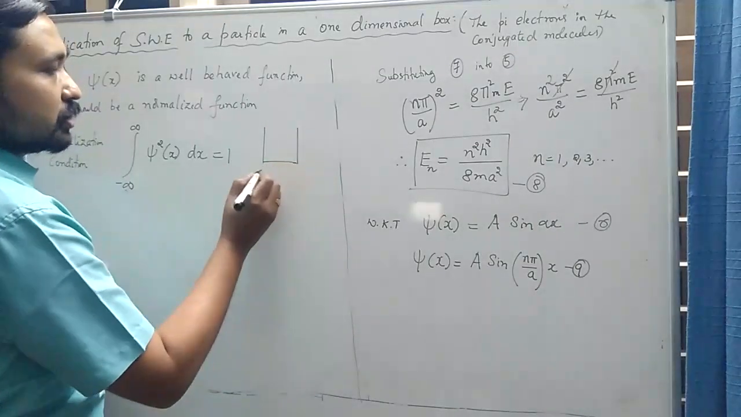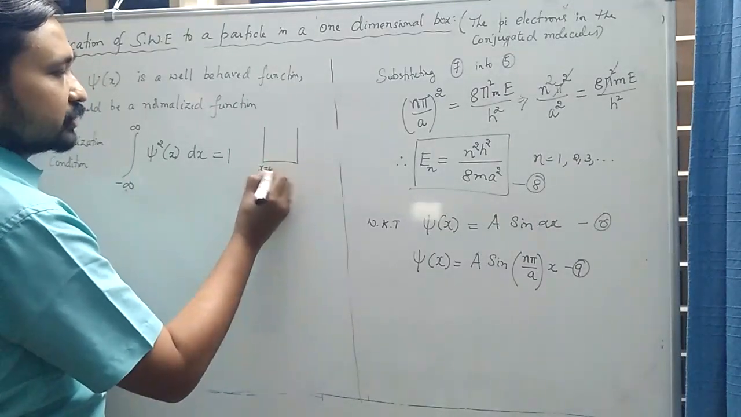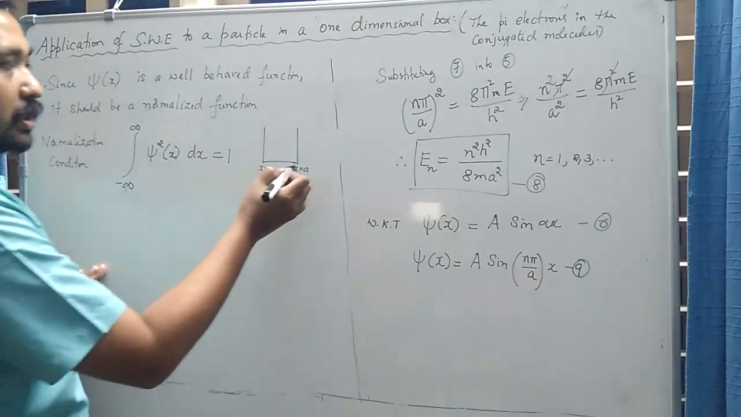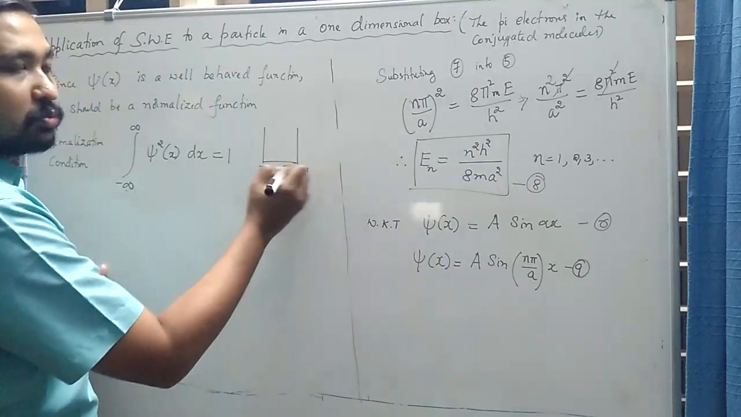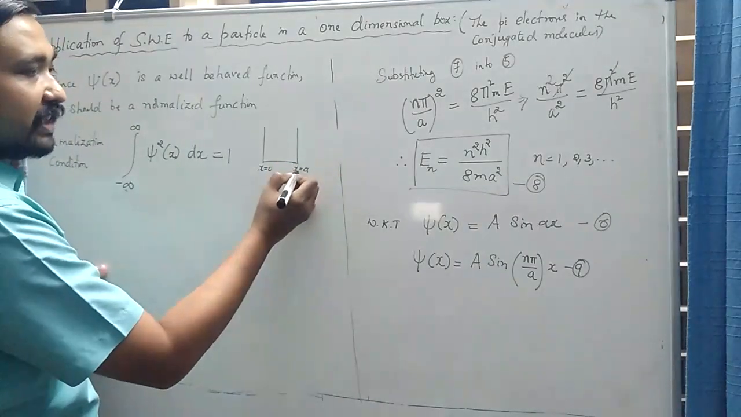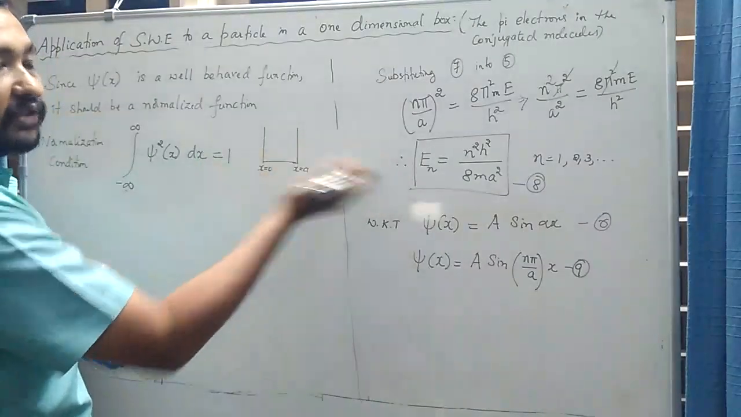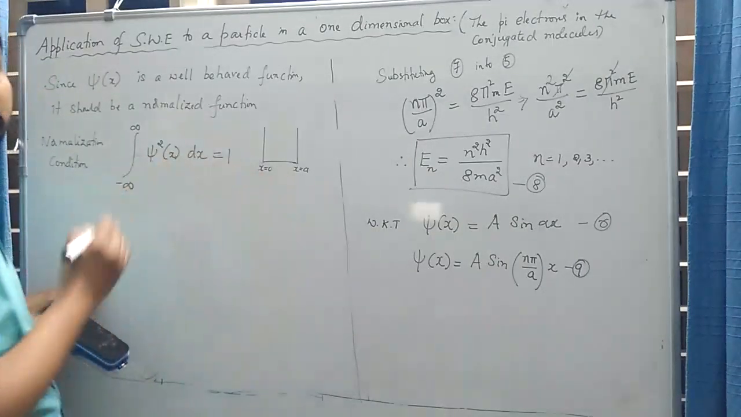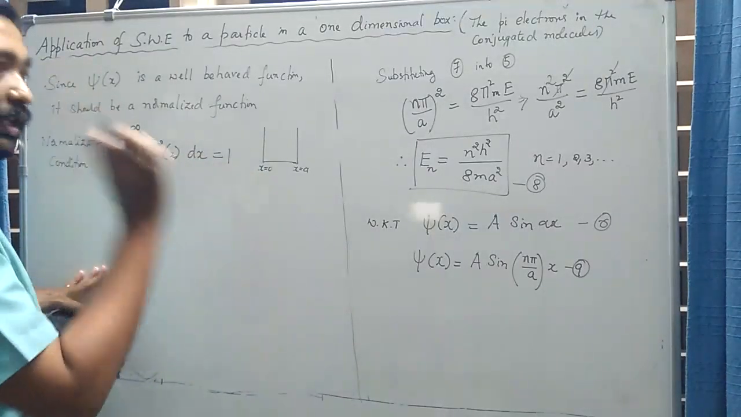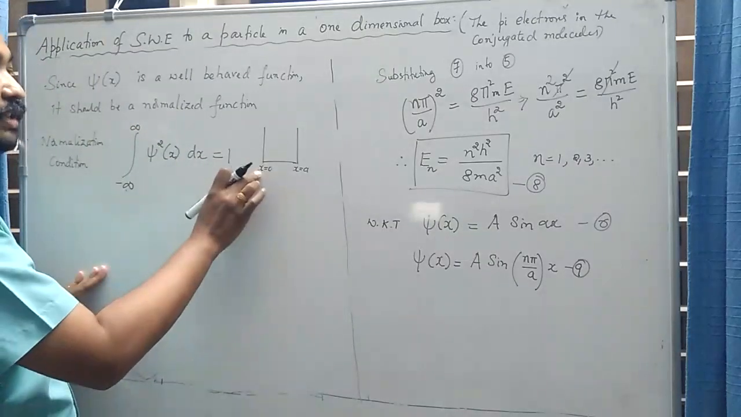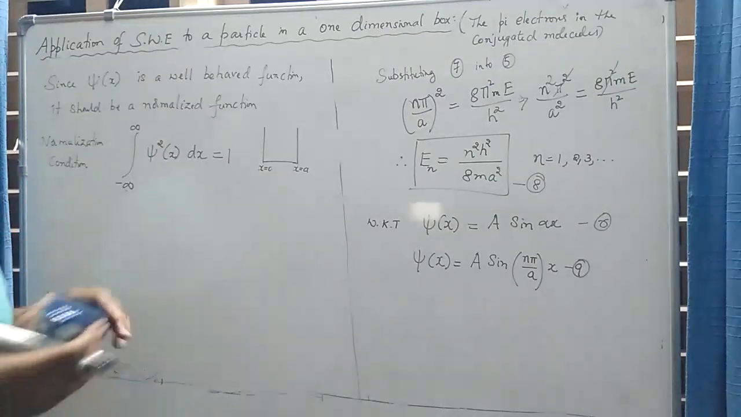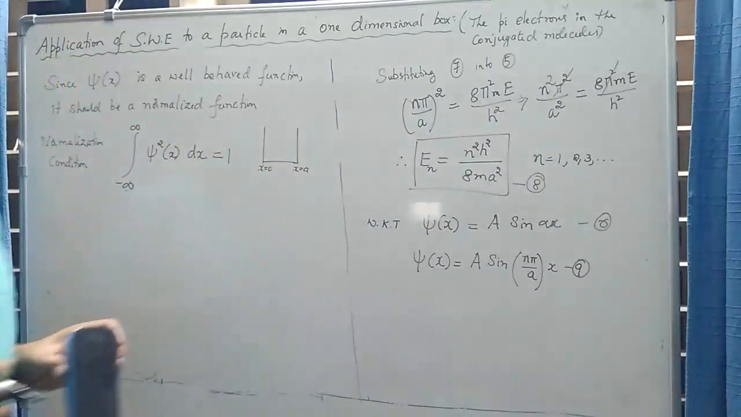Okay, so this is the picture of the particle in a one-dimensional box with x equal to 0 and x equal to a. We already know that the particle cannot be present outside this box. That is, for all values of x greater than a, the probability of finding the particle is 0. Similarly, for all values of x less than 0, the probability of finding the particle is 0. So the particle will always be present between x equal to 0 and x equal to a, and the total probability of finding the particle within this region should be equal to 1.